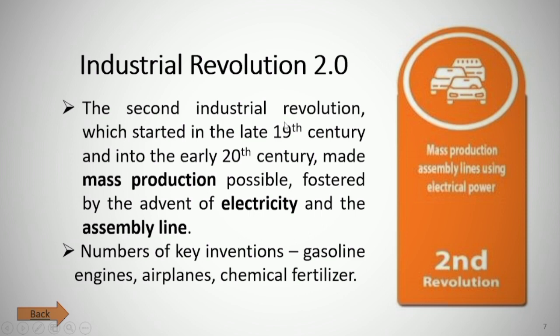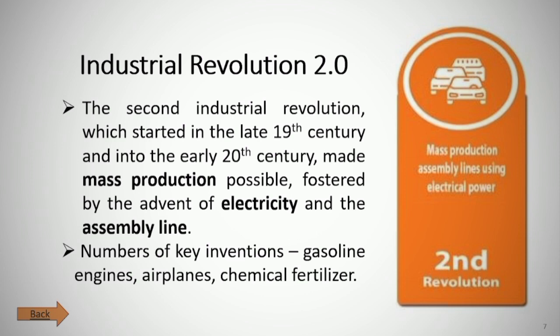Next is the Industrial Revolution 2.0 or the Second Industrial Revolution, which started in the late 19th century and into the early 20th century, made mass production possible, fostered by the advent of electricity and the assembly line. Numbers of key inventions: gasoline engines, airplanes, chemical fertilizer. So when we talk about mass production, this is actually the products that are being produced during that time, like foods, canned foods, clothes, and other appliances.